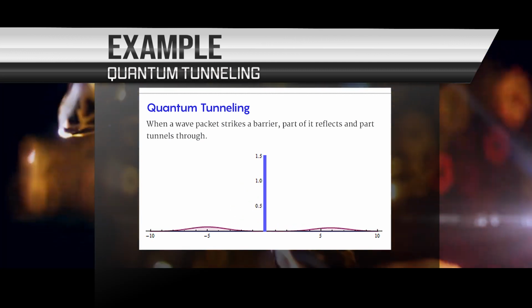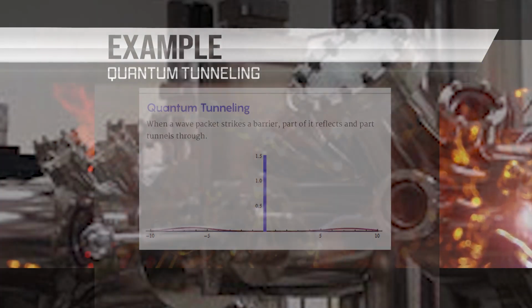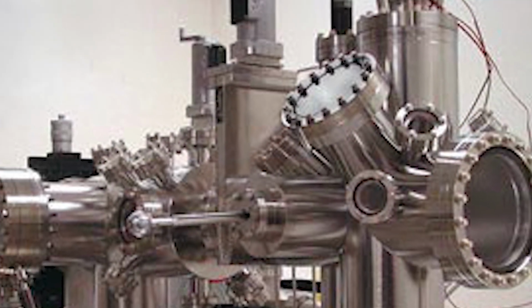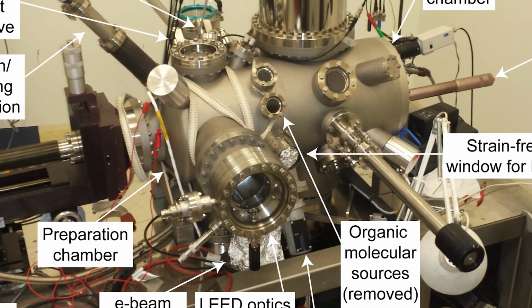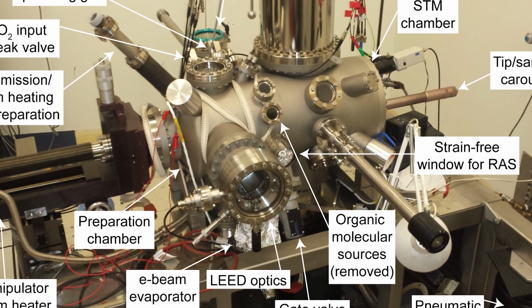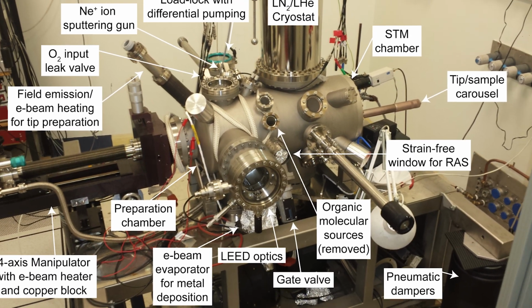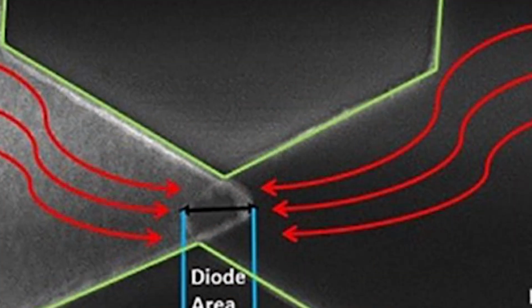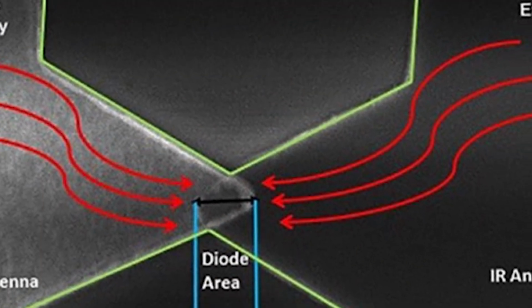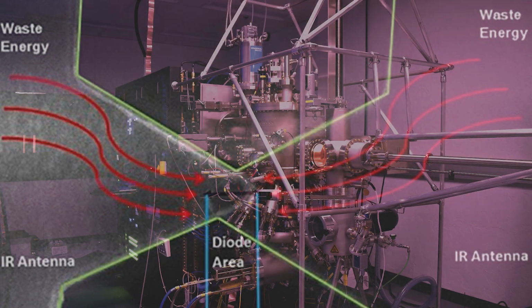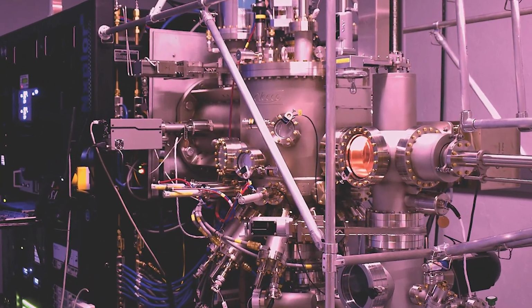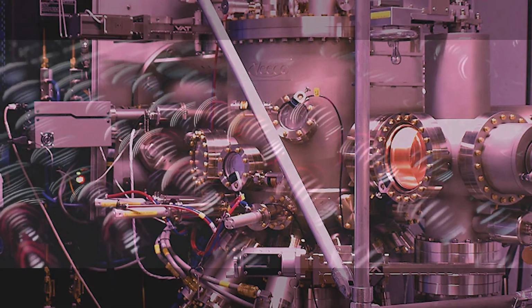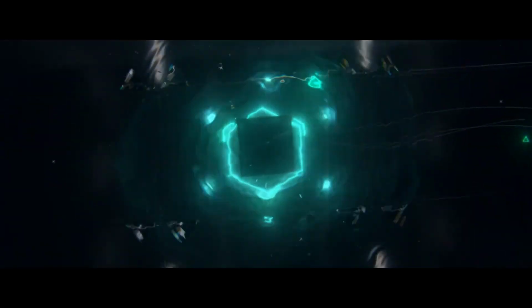Quantum tunneling has important practical applications, such as in the field of electronics, where it is used in the operation of tunnel diodes and scanning tunnel microscopes. It is also an important aspect of nuclear reactions, and it plays an important role in the operation of nuclear power plants.